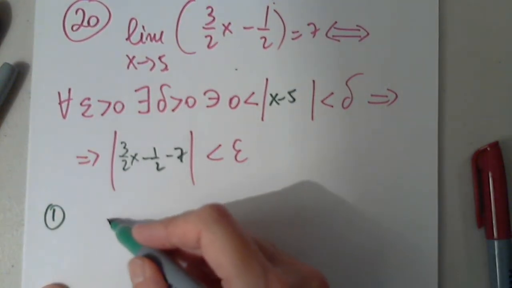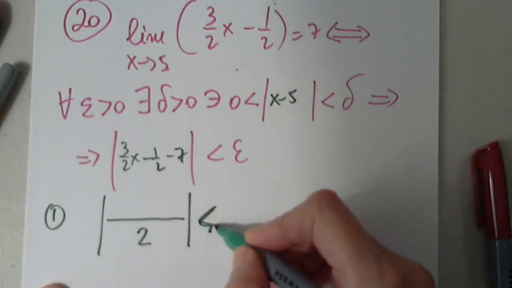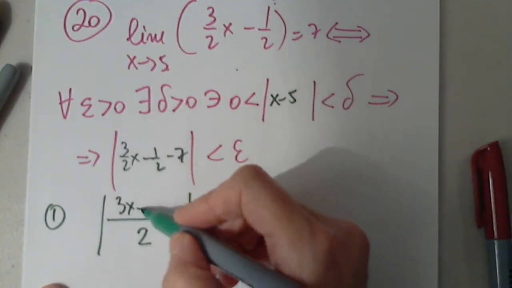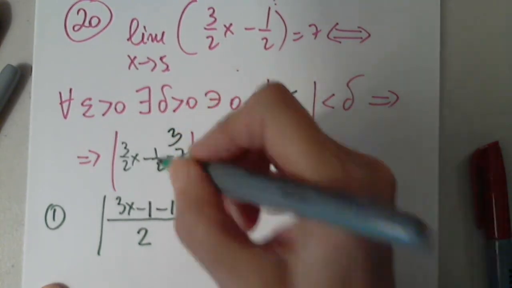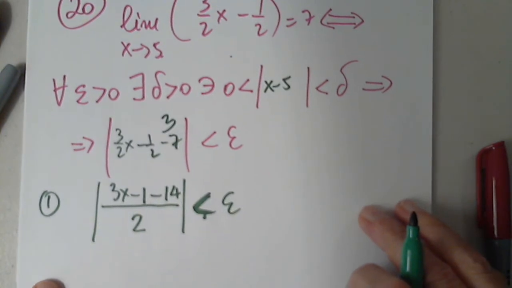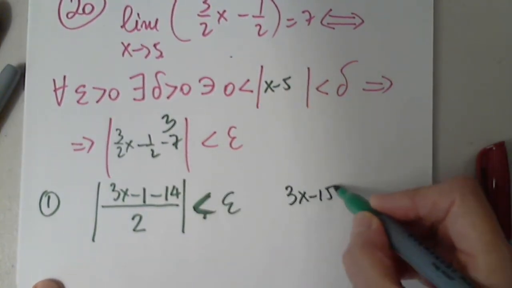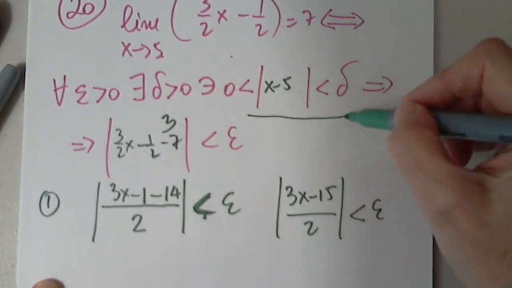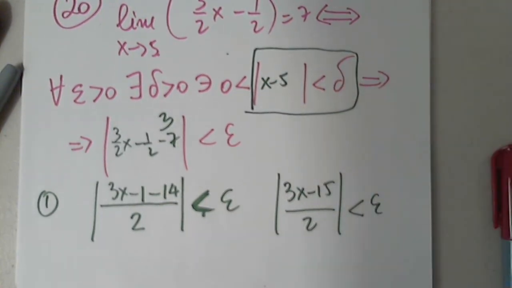I will clean it up, find the least common denominator. So 3x minus 1, but minus 14, because the least common denominator is 2. So this is 3x minus 15 divided by 2. Always remember where we are going. That's our arrival. So what should I do next?